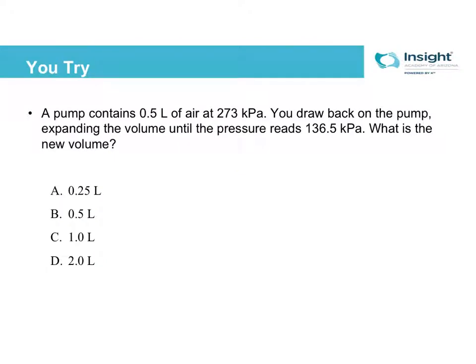So here's one more. I want you to try this one first. So pause the video, see if you can get it set up right. All right, so a pump contains 0.5 liters of air. You draw back on the pump, expanding the volume until the pressure reads 136.5 kPa. What's the new volume? So V2, that's my question mark.